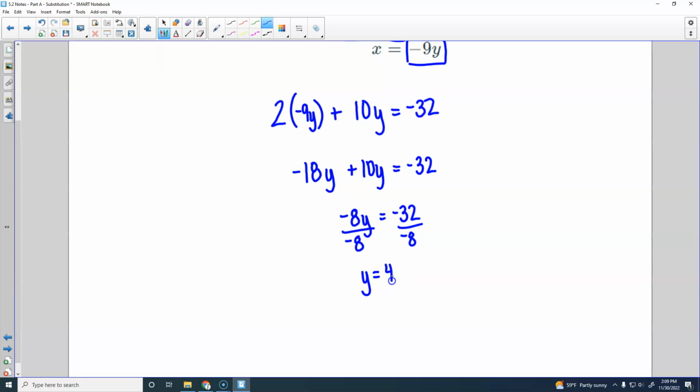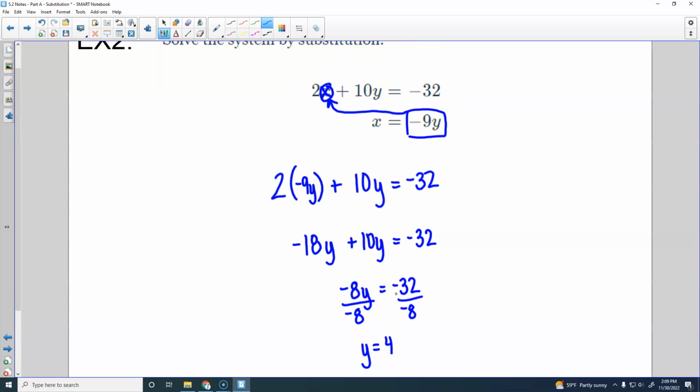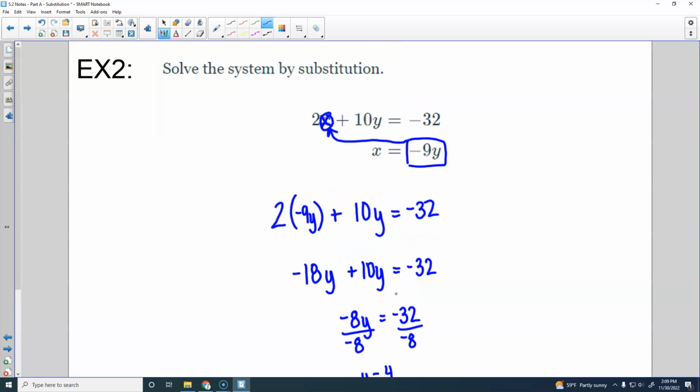Good. Okay, so y is 4. But I need 2 coordinates, right? But let me stop for a second. Questions so far? Is that an equation or a system? It is what we call a system of equations.